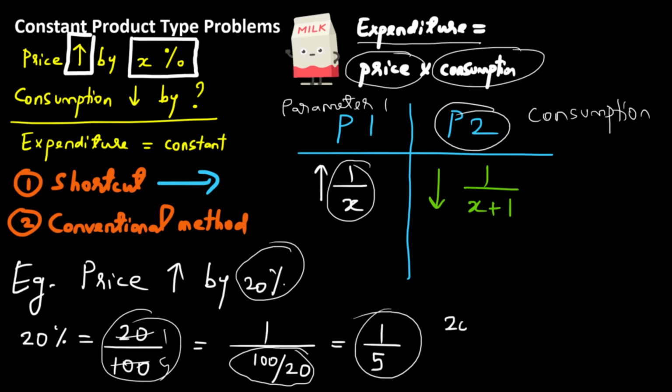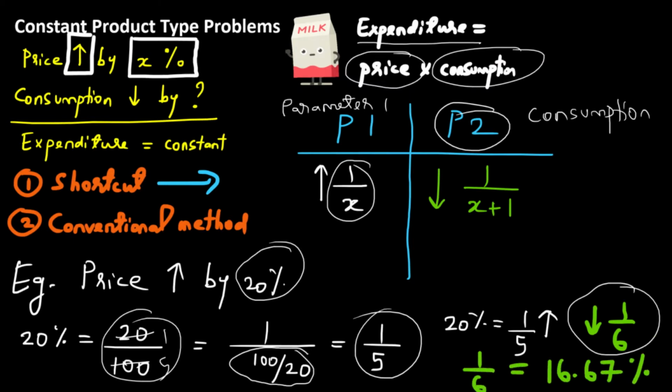So if there is an increase of 20%, which is 1 by 5, you need to decrease consumption by 1 by 6, and 1 by 6 is the same as 16.67%. You can convert 1 by 6 into percentage, you'll get 16.67%. So if the price increased by 20%, the consumption has to be reduced by 16.67%. Remember, how do you do this conversion? That 1 by 6 is 16.67%. That's using 1 by 6 is equal to x by 100, and you just need to find x, right? So x will be 1 by 6 into 100, and that will be 16.67%.